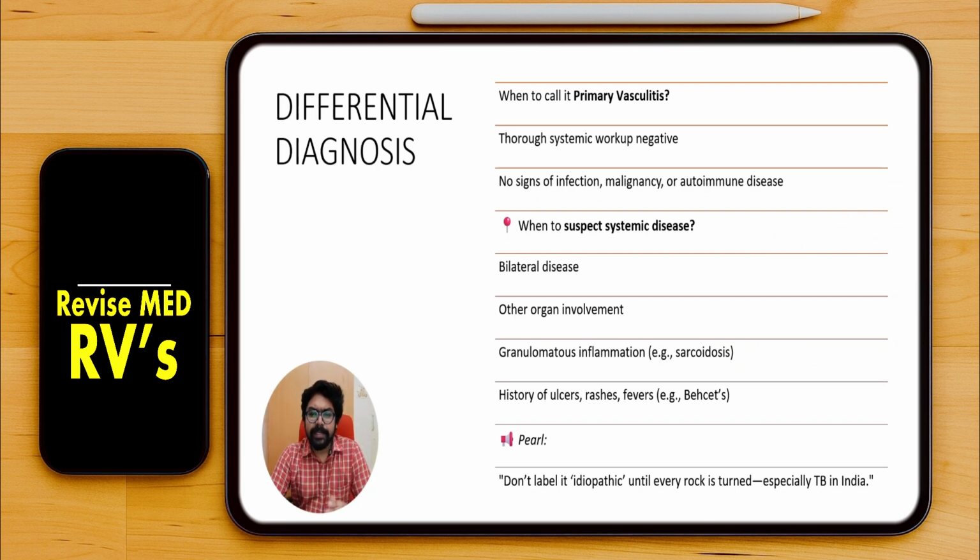So when to suspect a systemic disease, or when to call for a rheumatologist for consultation, is if the retinal vasculitis you are seeing is a bilateral disease along with any other organ involvement, or it's a granulomatous inflammation, especially with sarcoidosis to be ruled out, or any history of an ulcer, rash, or a fever. Then you should suspect a systemic disease. Don't label it as idiopathic until every rock is turned. Especially, you have to rule out tuberculosis in India. Tuberculosis is a great mimicker in case of retinal vasculitis.